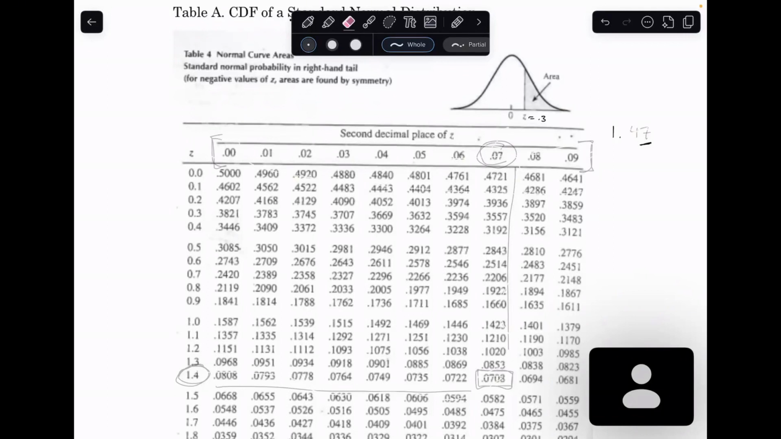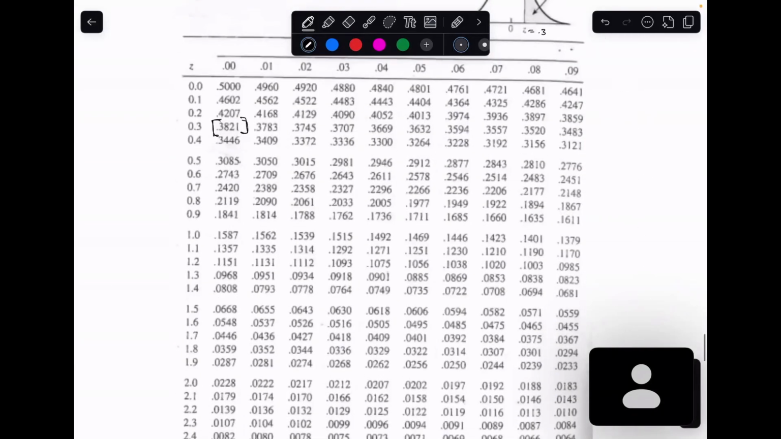So just going to erase all that. So 0.3, it looks like, is this. So 0.3821. And then the other one we wanted to look for, I think, was 1.56. Okay, 1.56 looks like it's this one right here. So we'd subtract 0.3821 minus 0.0594, and we get 0.3227.